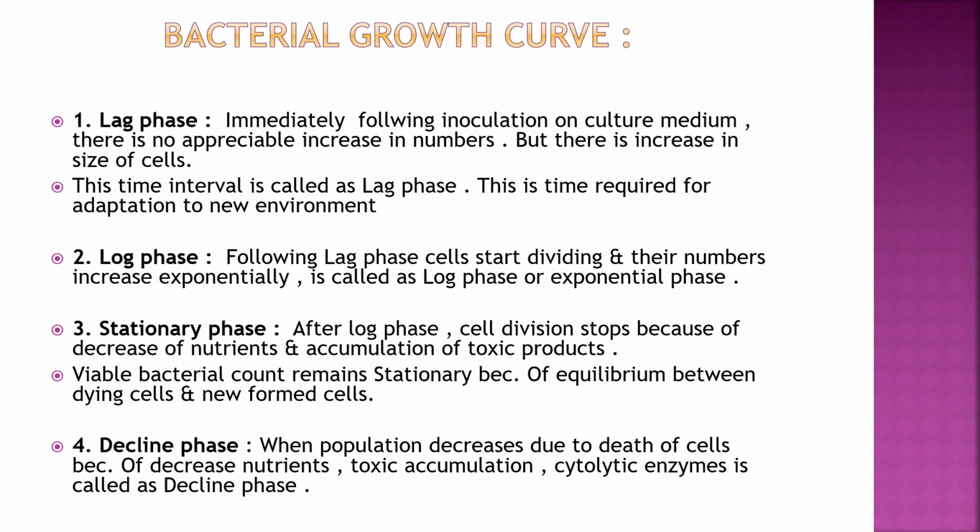Then stationary phase: after log phase, cell division stops because of a decrease in nutrients and accumulation of toxic products, and the bacterial count is static. After that, the bacterial count decreases because of the death of cells due to toxic accumulation, and this is called the decline phase. So these are the four phases of the bacterial growth curve.